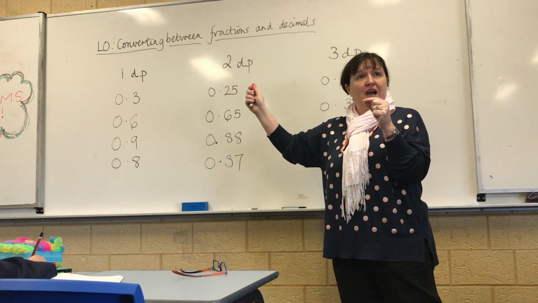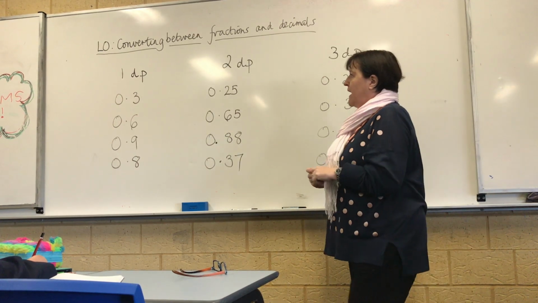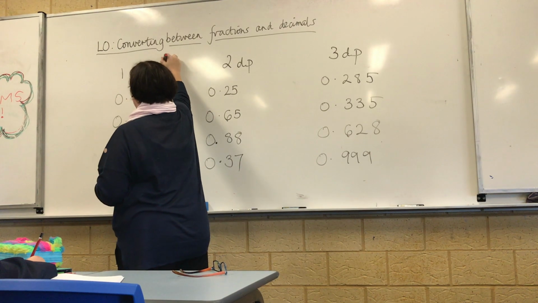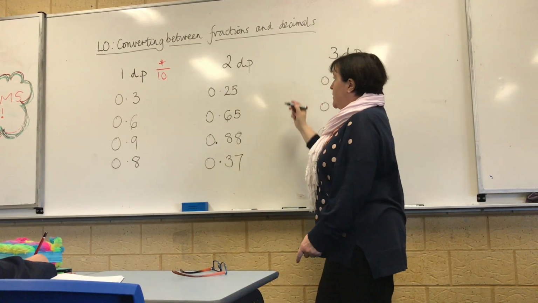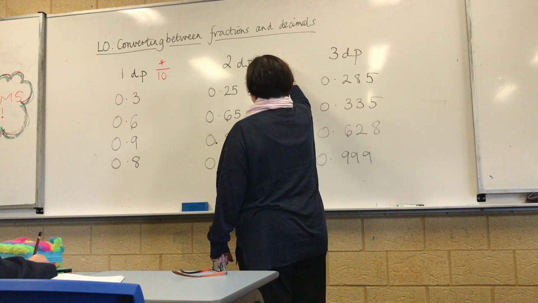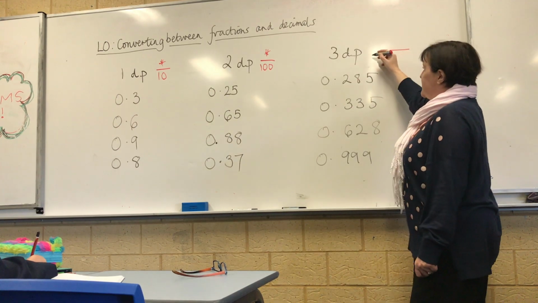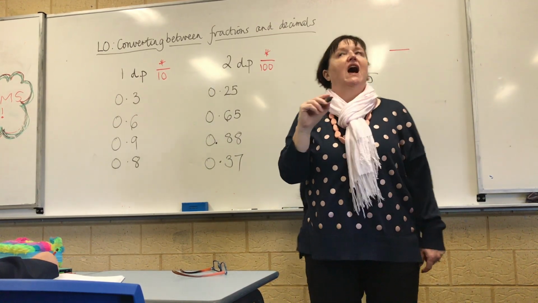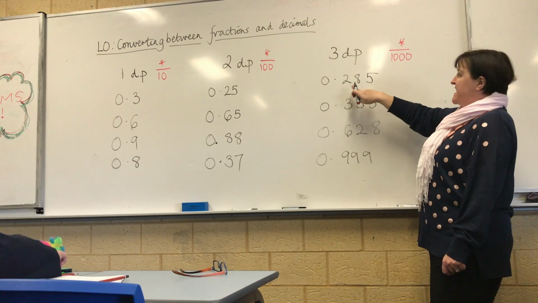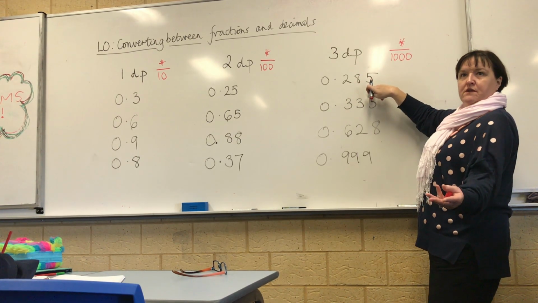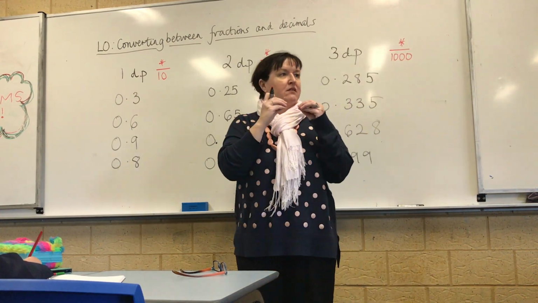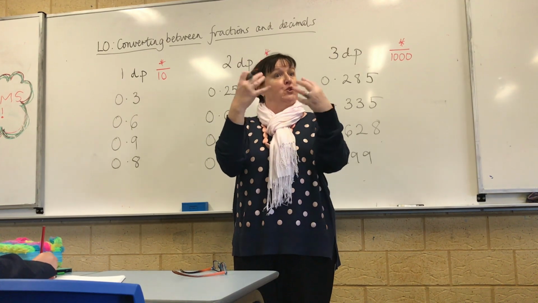Now, when we are converting from decimals to fractions, the thing that you have to look at is the place value. You have to look at how many decimal places there are, okay? And if there's 1 decimal place, you make it a fraction over 10, okay? If there's 2 decimal places, you make it a fraction over 100, that's right. And 3 decimal places, you make it a fraction over 1,000, that's right. Because obviously, this is tenths, hundredths, thousandths. That's 285 thousandths, isn't it? 335 thousandths.